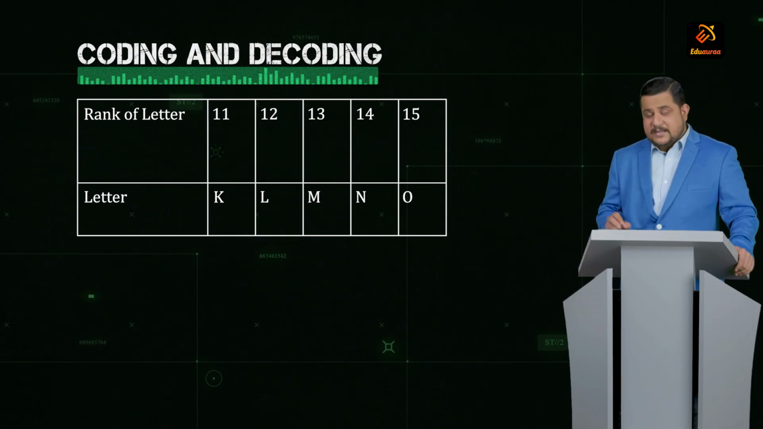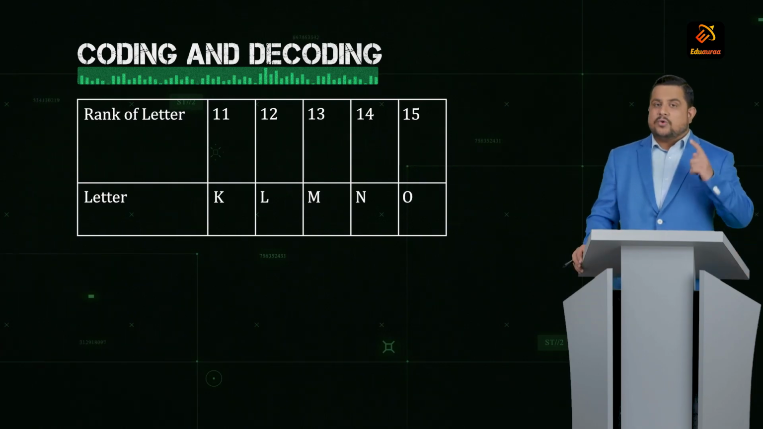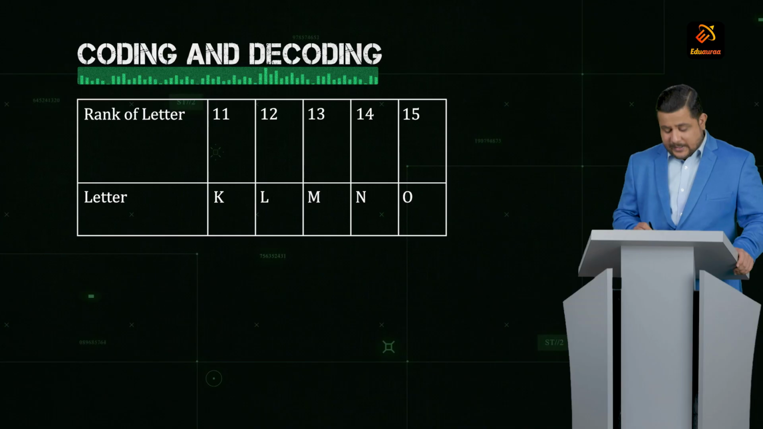So in three ways I told you, but the best way is you can see K, and in K there are two inclined lines which represent 11. So there is a hidden 11 in the K itself. Now after K, L will come.